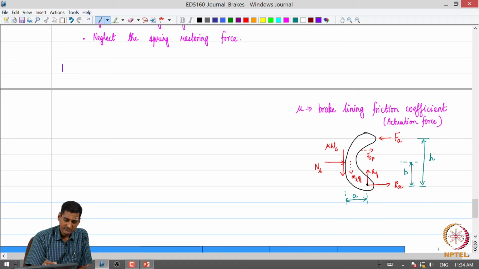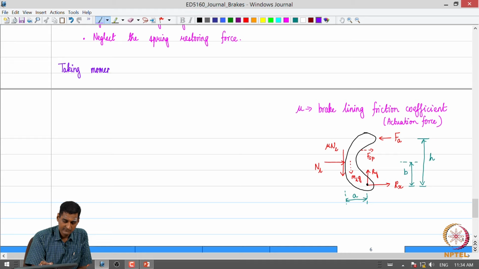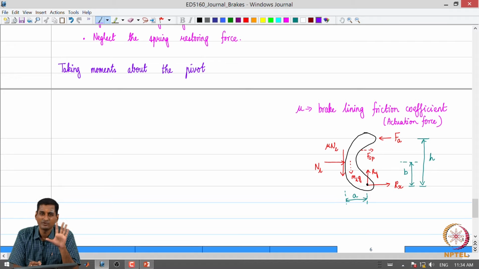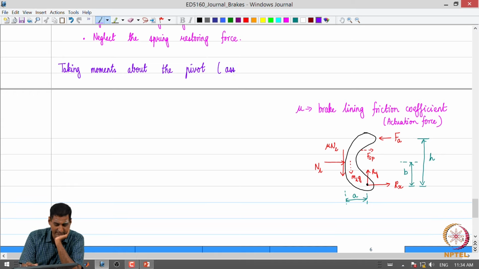So taking moments about the pivot, pretty much we are going to deal with this as a statics problem, an equivalent quasi static problem. That is what we are going to do. So taking moments about the pivot, assuming that the inertial term is negligible.